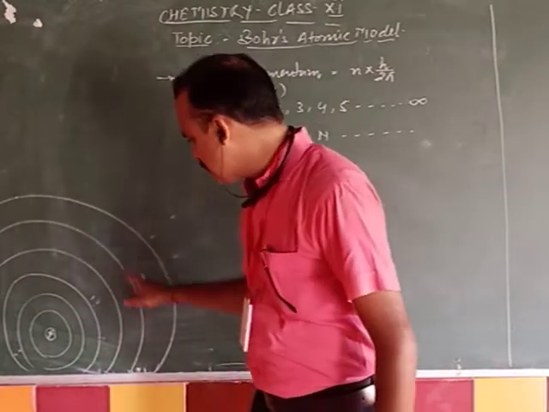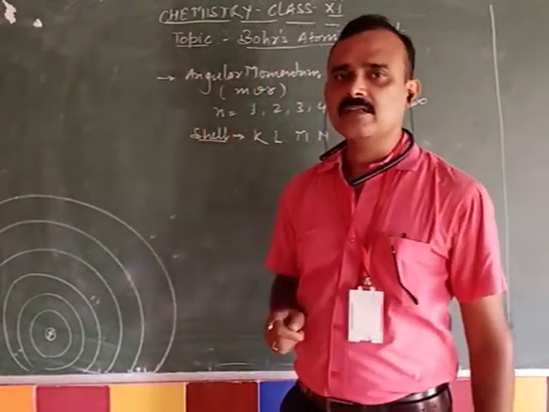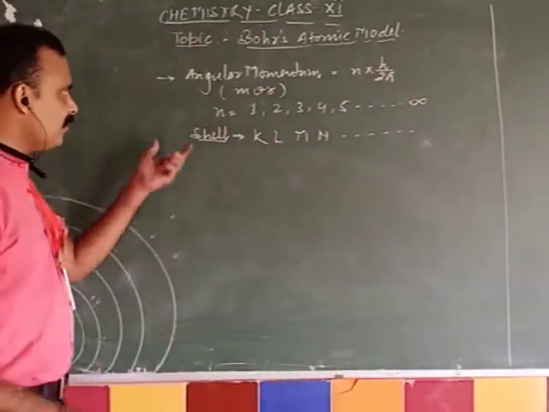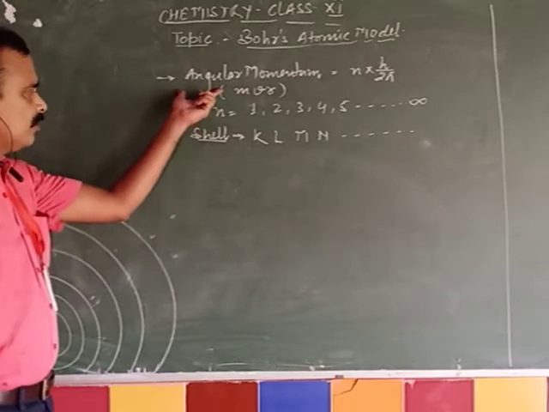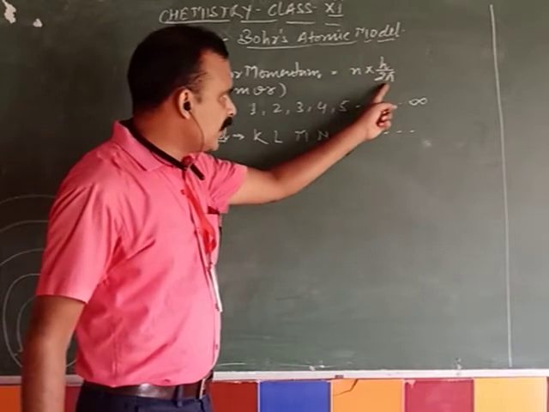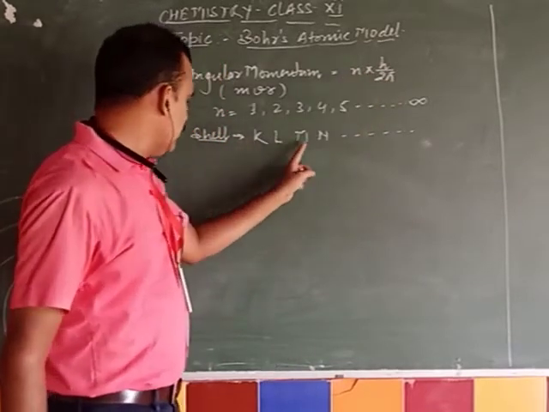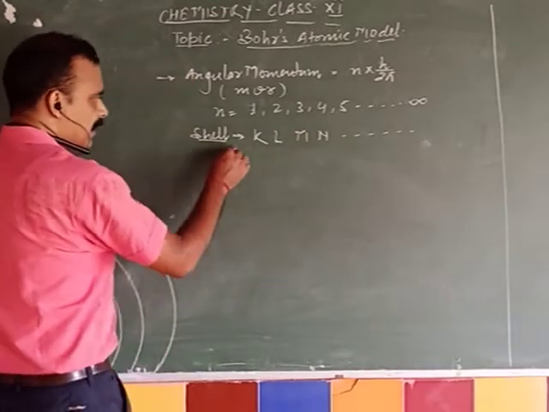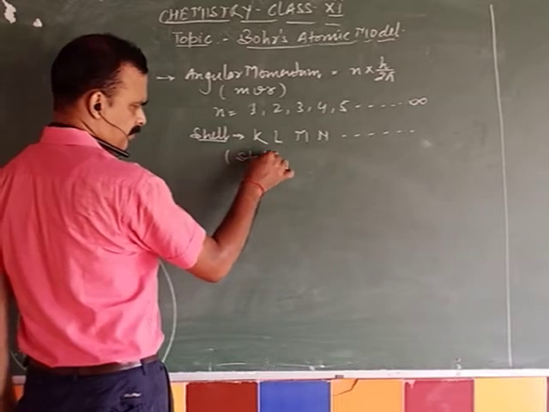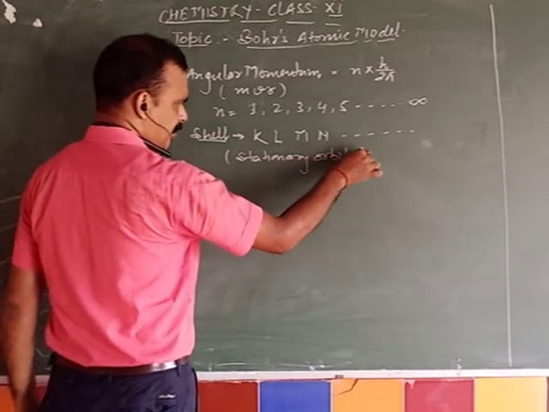A lot of circular orbits are possible around the nucleus, but electrons are not going to revolve in all of these. Electrons are revolving in only those orbits which have angular momentum that is an integral multiple of h upon 2 pi. These are what we call shells, also called stationary orbits.